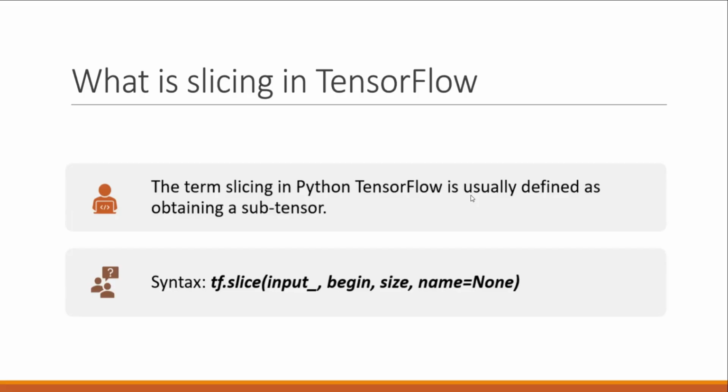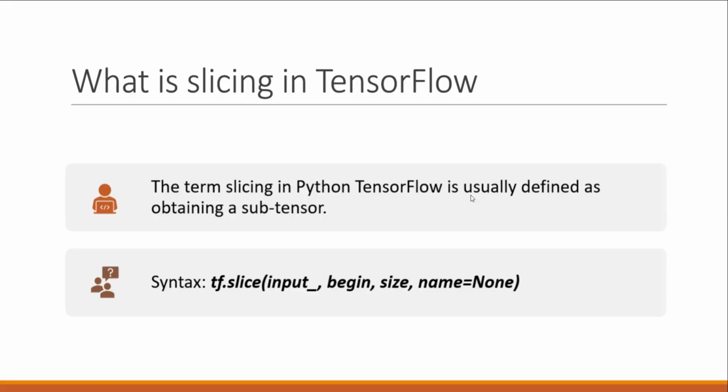First we will discuss what is slicing in TensorFlow. Basically, the term slicing in Python TensorFlow is usually defined as obtaining a subtensor. Tensor slicing is the most important part of data analysis. When we want to work on a subset of the tensor, slicing is the technique where we can easily modify the content of an n-dimensional tensor object. In a tensor, slicing is utilized to extract a range of values from an input tensor.